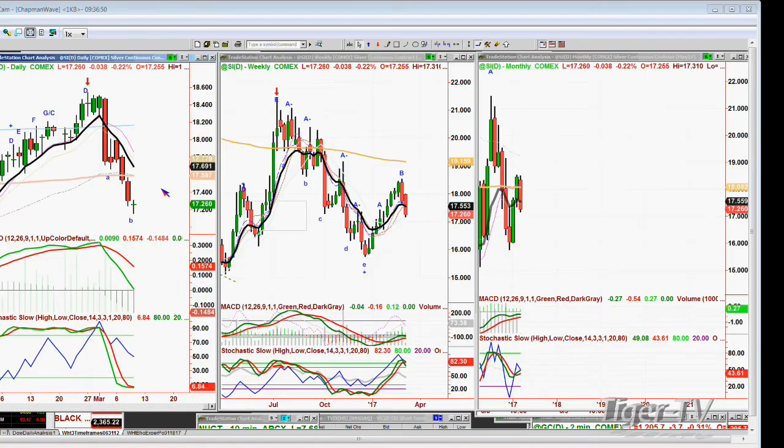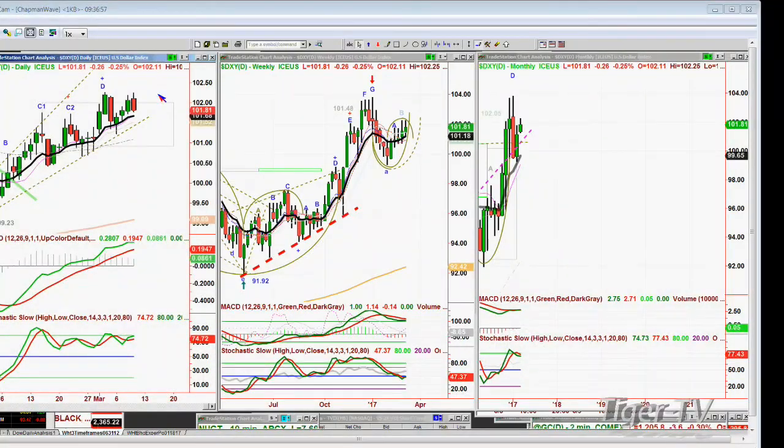And let's go to crude. Let's go to the dollar, DXY. Now this is going to be very interesting. You see this little double top right here? This double top in the dollar, it made a high of 102.26 on the 2nd of March. And today it made a high overnight at 102.25, 7 cents away.